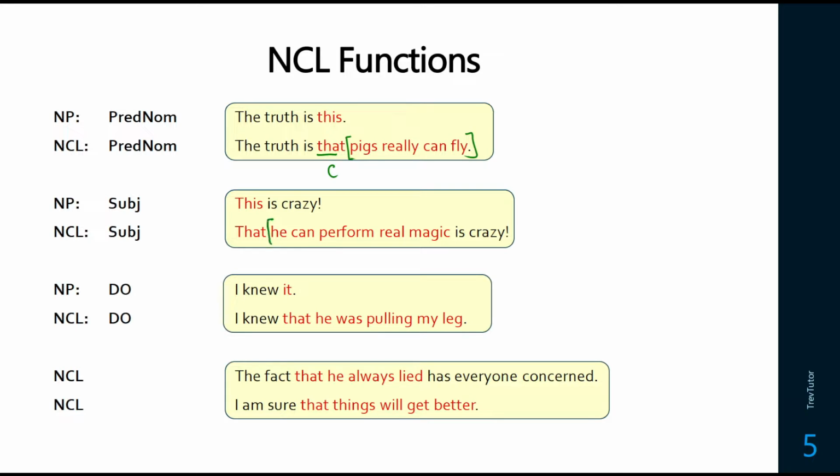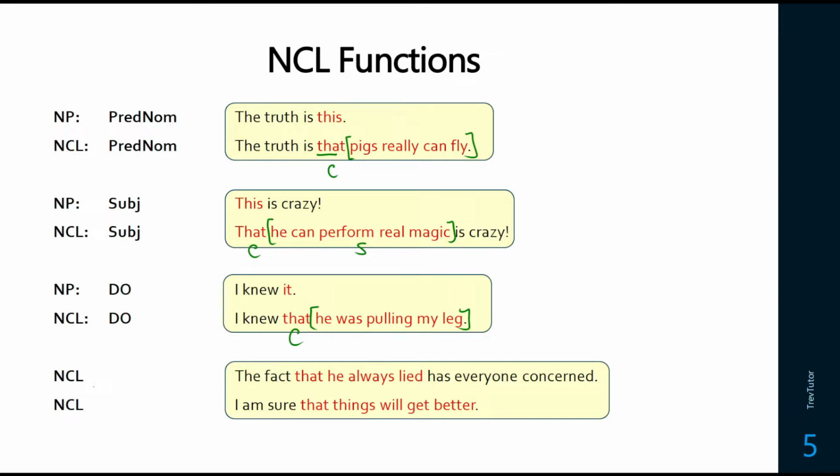So he can perform real magic is a sentence, and that is a complementizer that's introducing it, and that whole thing is a subject. That's not really something that we say out loud that often, but it's more something you would see written in fiction. They can be direct objects. I knew it. I knew that he was pulling my leg. So he was pulling my leg is a sentence, complementizer that, introducing it.